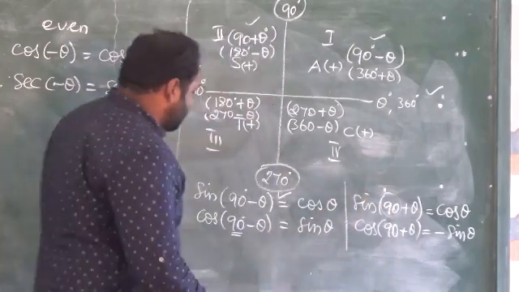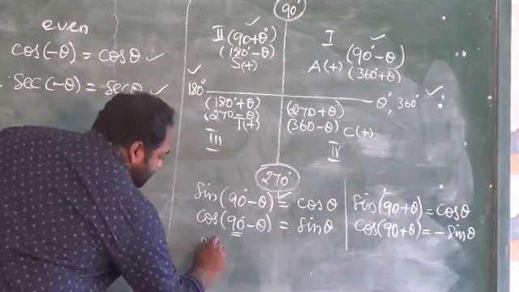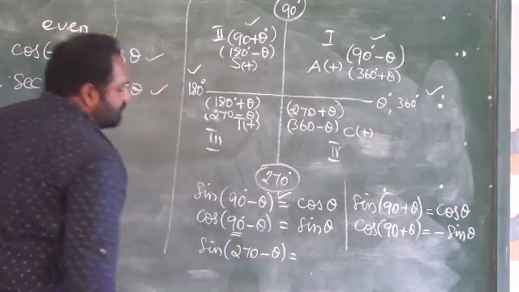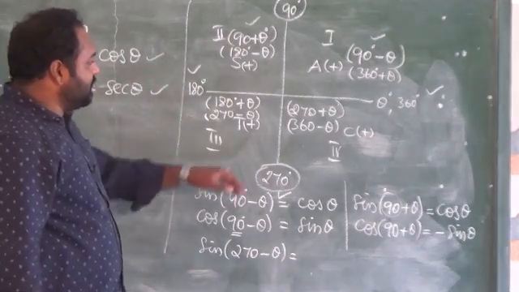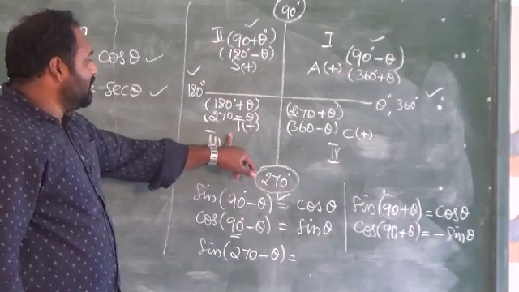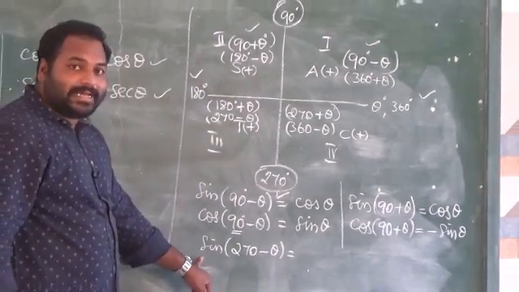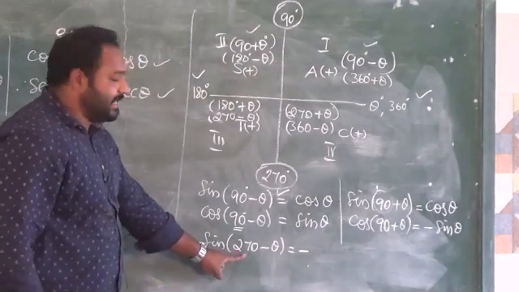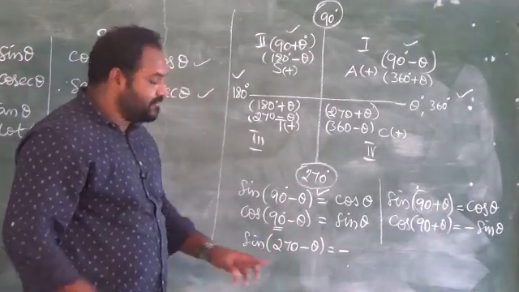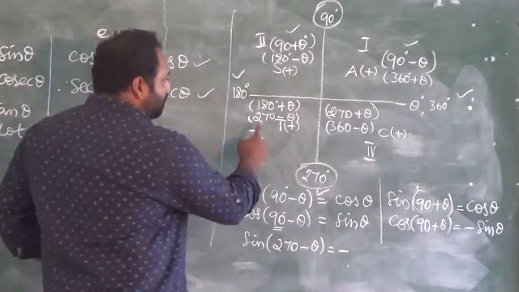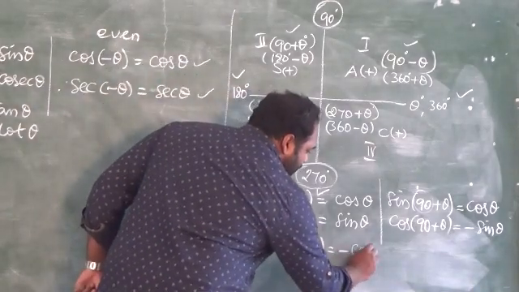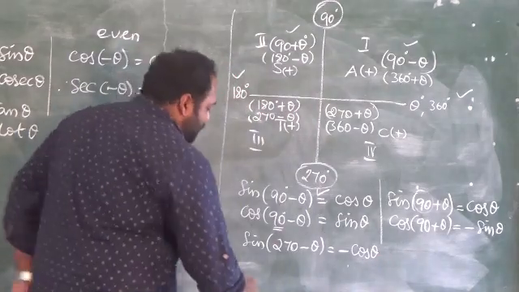Same like that, sine 270 minus theta. Sine 270 minus theta is in the third quadrant. In the third quadrant sine is negative, so minus. Then 270: I told you that with 90 and 270 we have to change the co-ratios. So we change the co-ratio, and after the minus sine it will be cos theta.